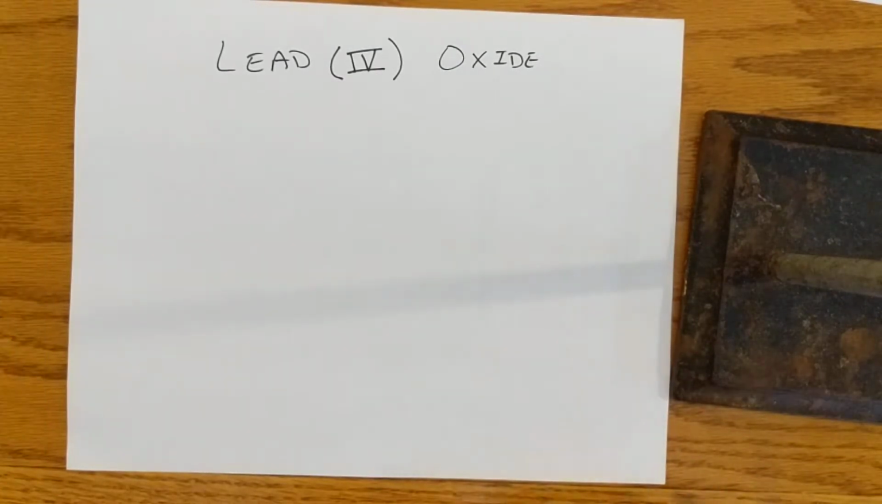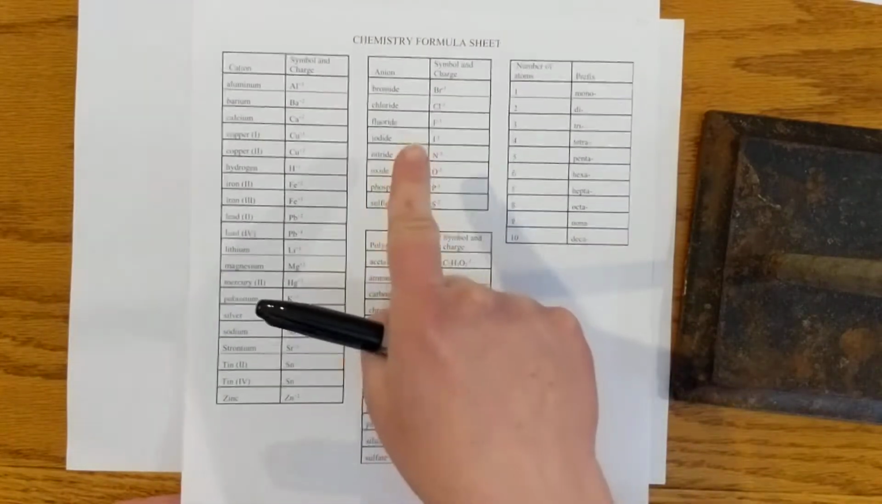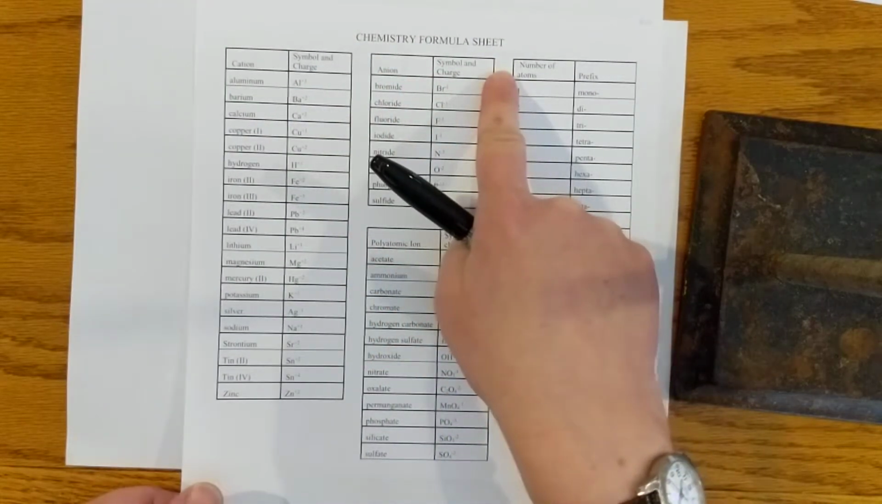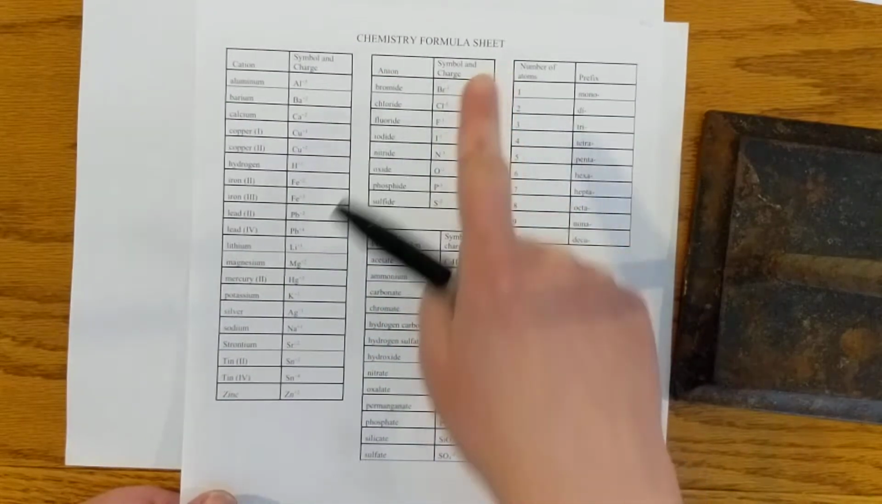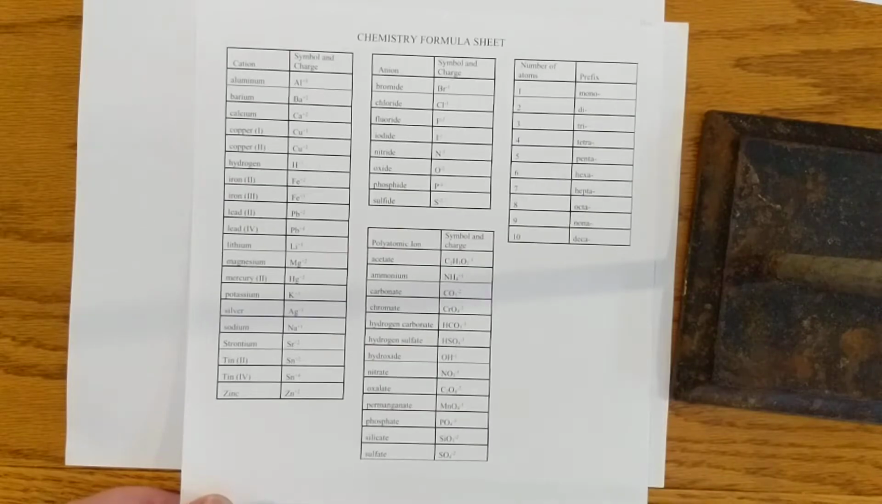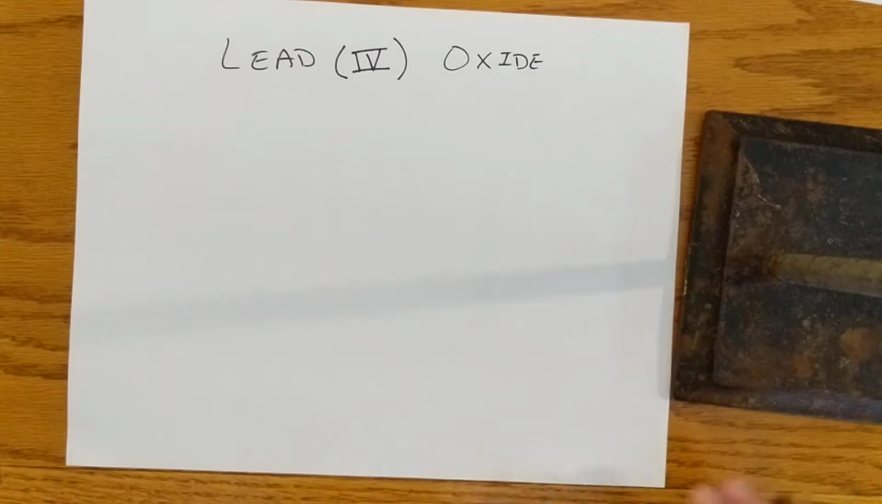Now, something you're going to need to have handy when you're going between names and formulas. On the main course page in Schoology, there is a chemistry formula sheet. And this is a really important tool. And in fact, this is something that I'd let you use on all of your assessments.